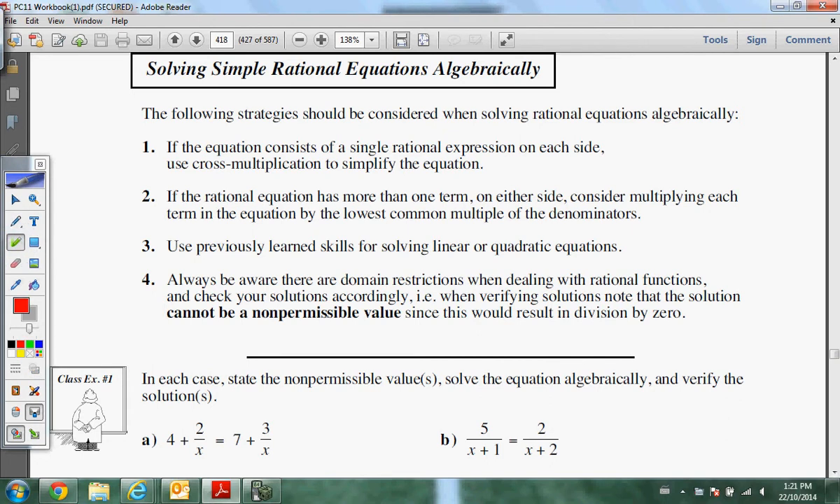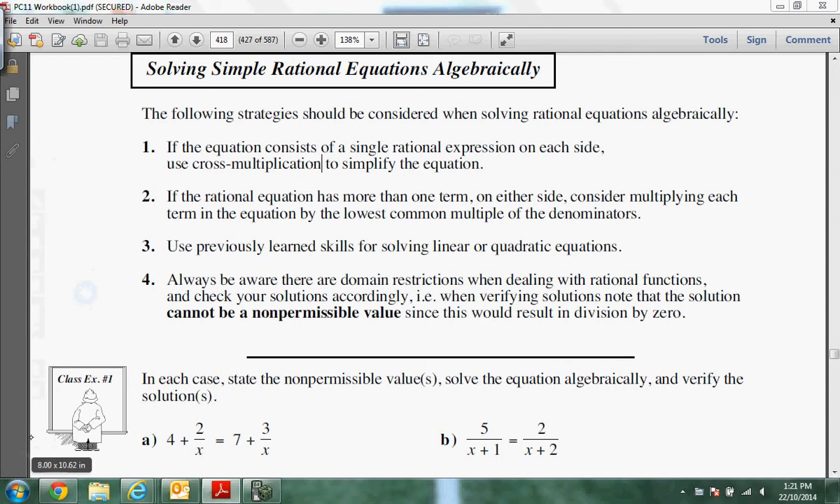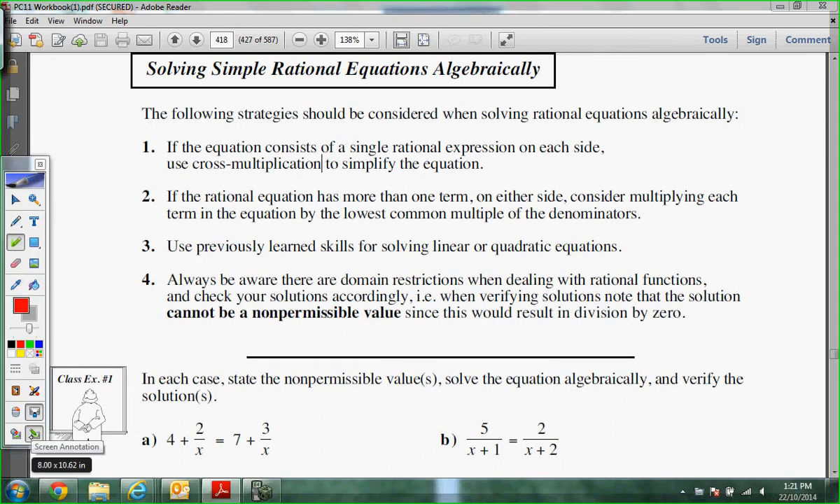When you have a rational expression on each side, it's very simple to do cross multiplication. That's what we want to go with. So think about cross multiplication when you have a rational expression on both sides, like this one here. I'll show you why that helps in a second.